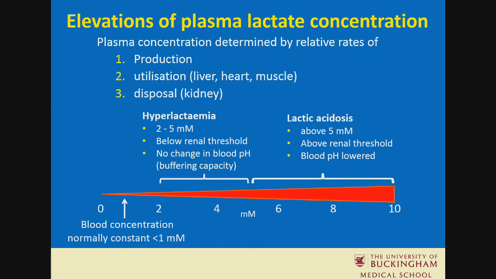Where there's an issue is if the lactate rises above 5 millimolar. So that's above the quantity that the kidney can deal with, that the kidney can excrete. And so you're in a situation where you get a decrease of the blood pH. So that can go beyond the buffering capacity of the blood that normally holds your blood pH around about 7.4, but that buffering capacity can be exceeded if you have too high levels of lactate.